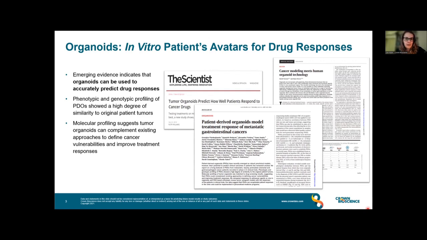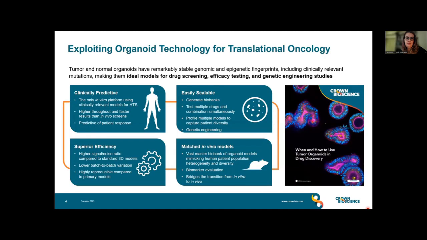Over the last couple of years, there has been emerging literature and evidence that indicates that organoids can be used to accurately predict drug responses. They are phenotypically and genotypically representative of the original patient tumors. The molecular profiling also suggests that tumor organoids can complement existing approaches to define cancer vulnerabilities and improve treatment responses. To that end, we can exploit organoid technology for translational oncology.